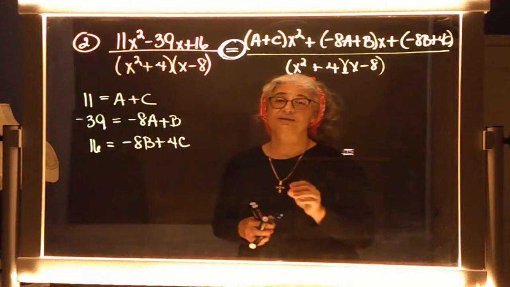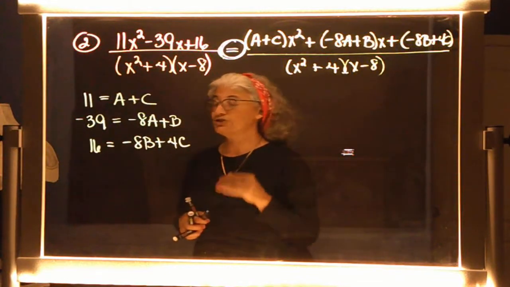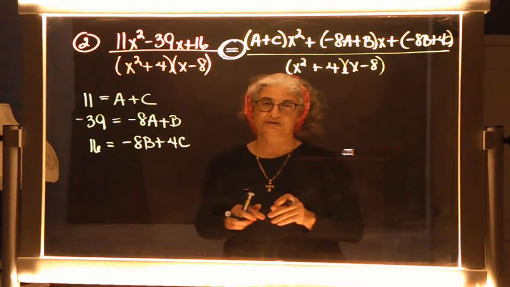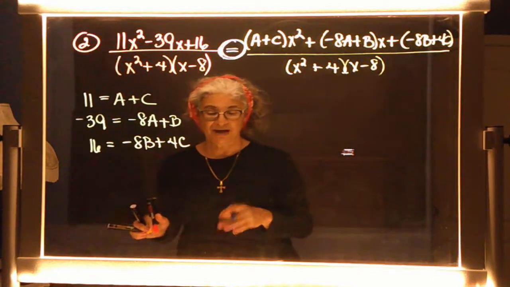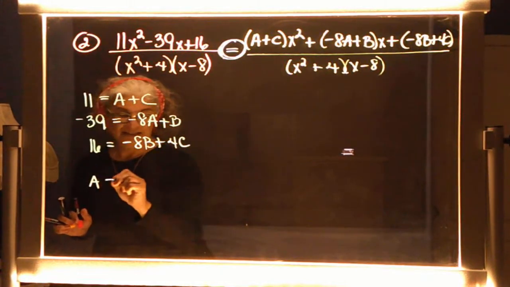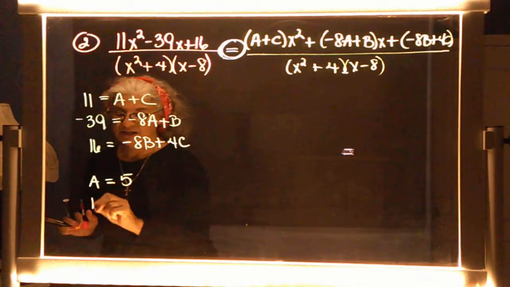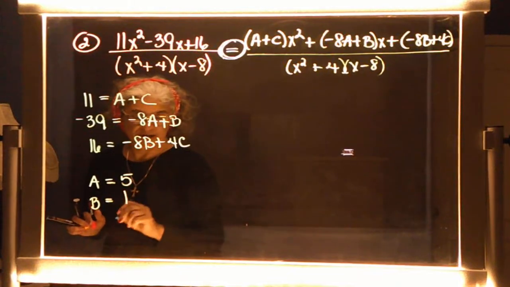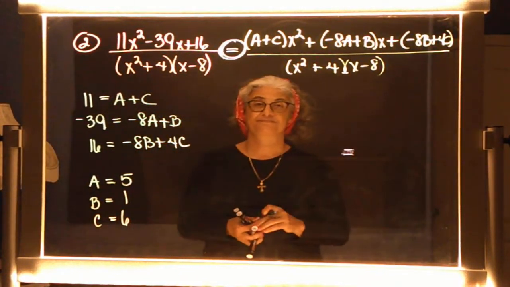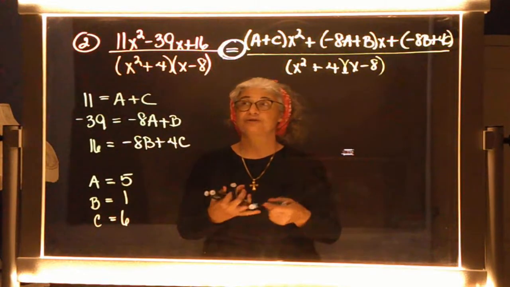So it's your choice how you'd like to solve it. If you want to use substitution, elimination, if you want to use matrices, your choice. But when I solved this system, I ended up with A equaling 5, B equaling 1, and C equaling 6. That's what I ended up with.